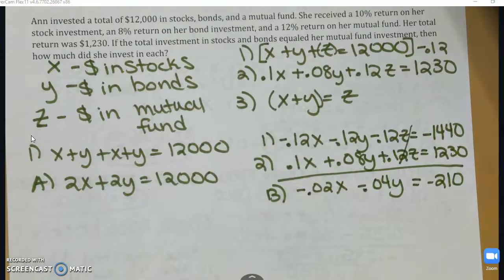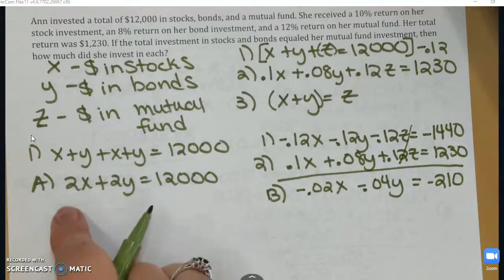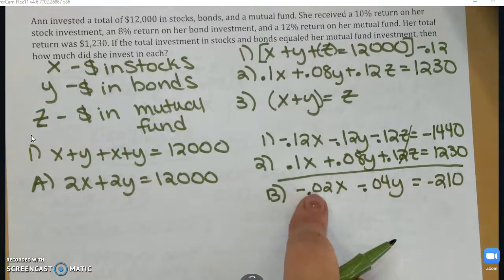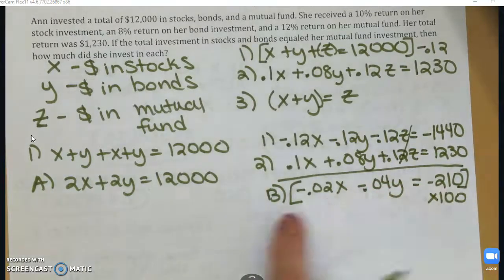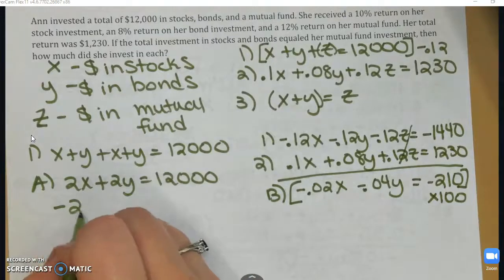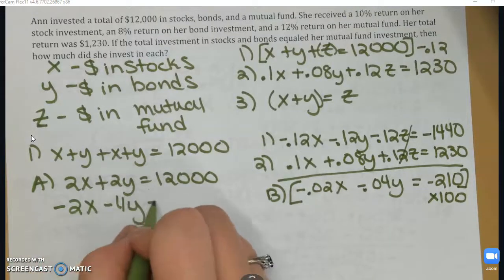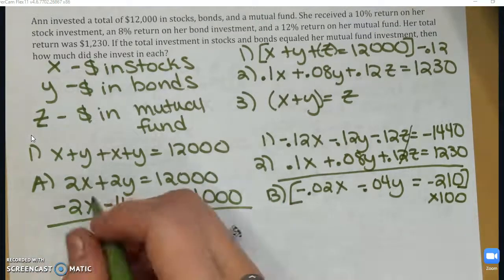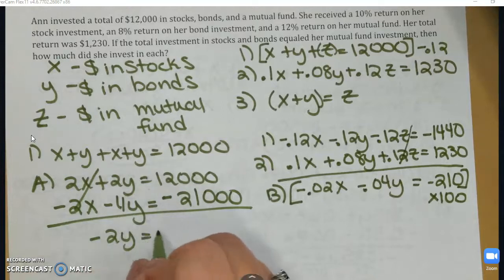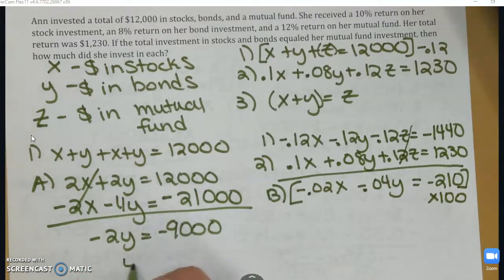So now between equations A and B, I need to use substitution or elimination again. I think elimination is going to be a better route here. And I have 2 options. I can cancel my X's or my Y's. My X's, I have 2X and negative 0.02X. So if I multiply equation B by 100, that is going to get me negative 2X minus 4Y equal to negative 21,000. So my X's cancel, negative 2Y is equal to negative 9,000. If I divide by negative 2, I find that Y is 4,500.